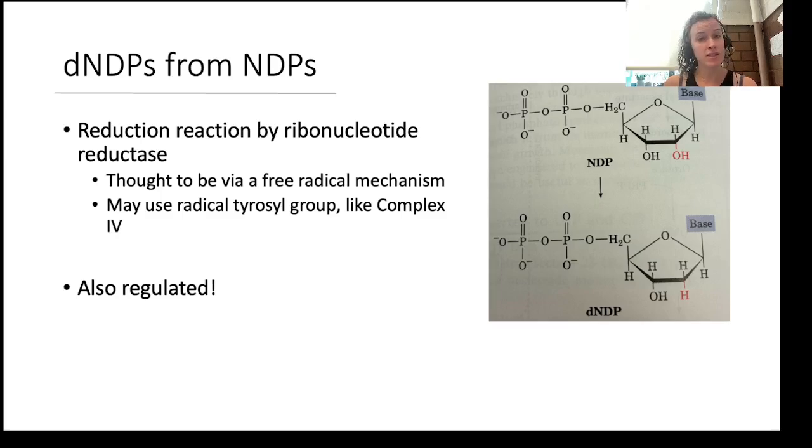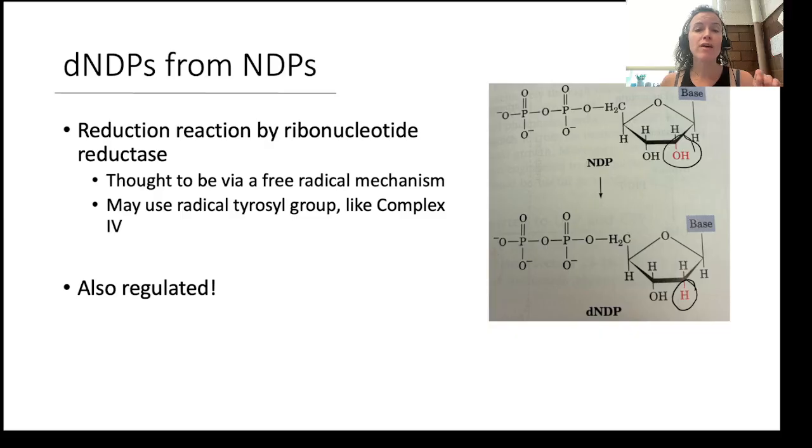Now, the exact mechanism of this enzyme is not known, but it is thought to be via some type of free radical mechanism, possibly using a radical tyrosyl group, just like we saw with complex 4 in the electron transport chain. So it's actually the R group of a tyrosine that performs the radical chemistry, which is kind of interesting. And that gets us from this hydroxyl group to a reduced hydrogen. Of course, this process is also regulated, but there's only so much that we can learn in one set of videos, right?